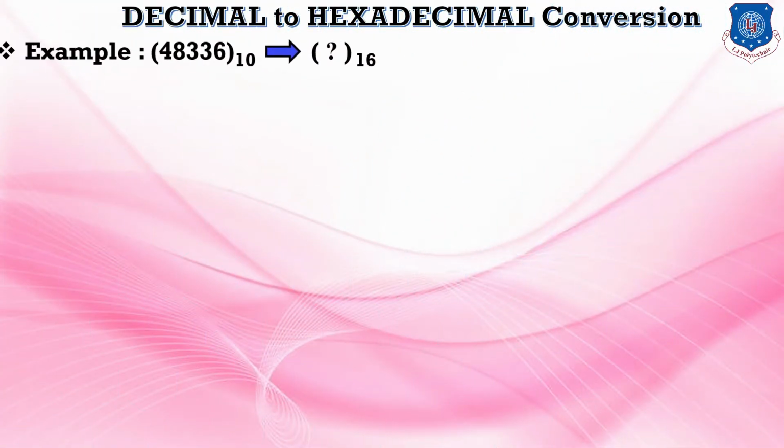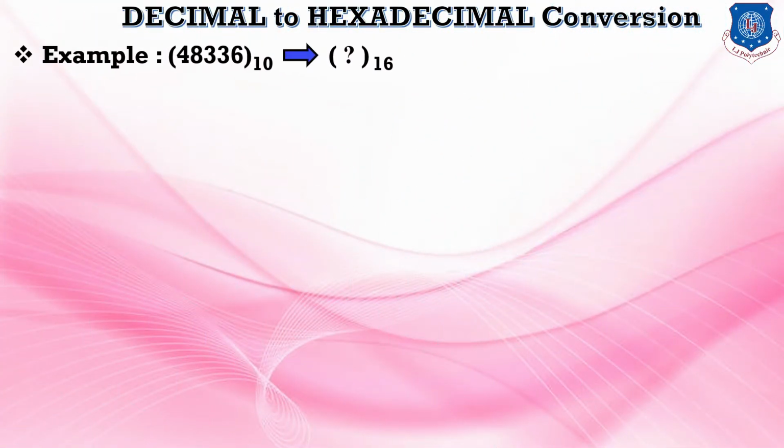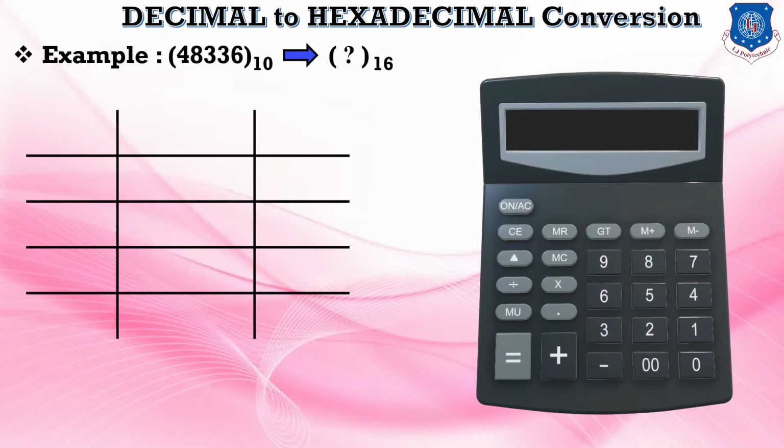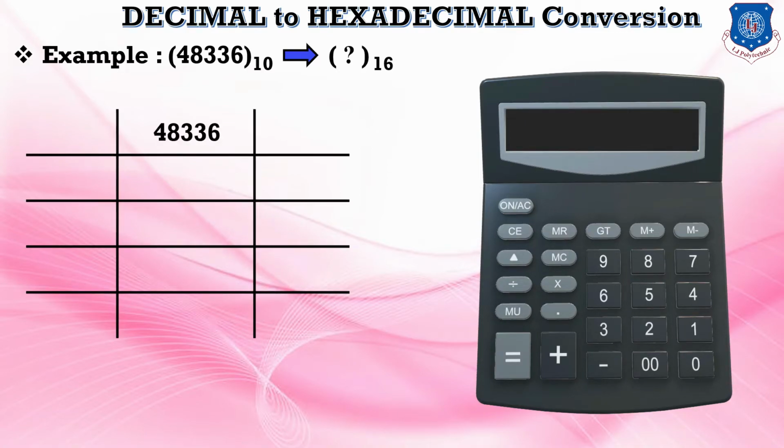Let's understand with another example. Here I take 48336 as a decimal number. Now we proceed for its hexadecimal conversion, and for that we use the division method, and for our support we use a calculator. Here 48336 is divided by the base or radix of the hexadecimal number, 16. Then we'll get the answer 3021. This 3021 becomes the quotient.